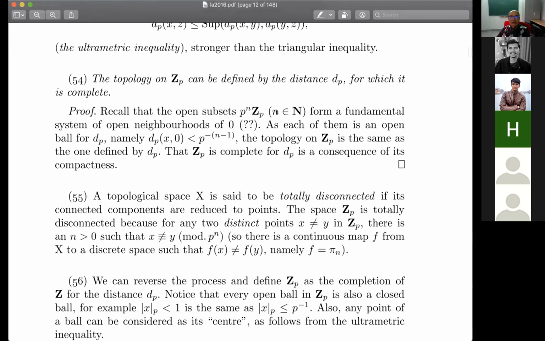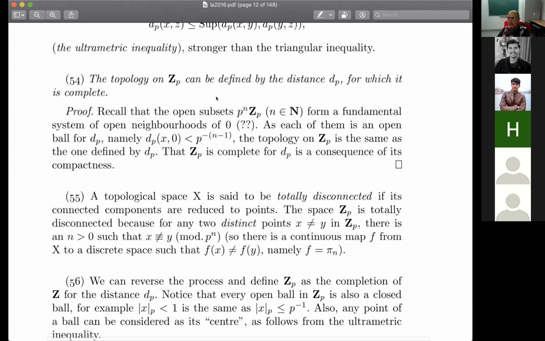Okay, so when you have a distance, you have a topology defined by that distance, but we already have a topology on Zp, right? The inverse limit topology, for which I gave you a fundamental system of open neighborhoods of the origin, and therefore by translation of any point, any p-adic integer. So what is being claimed here is that the topology on Zp is the same as the one defined by this distance dp.